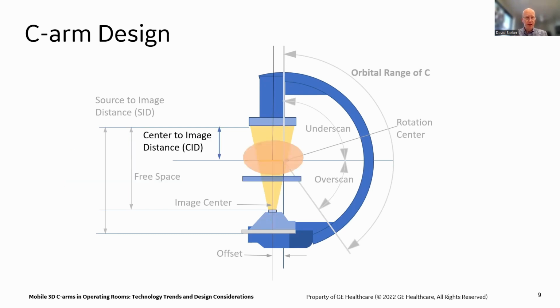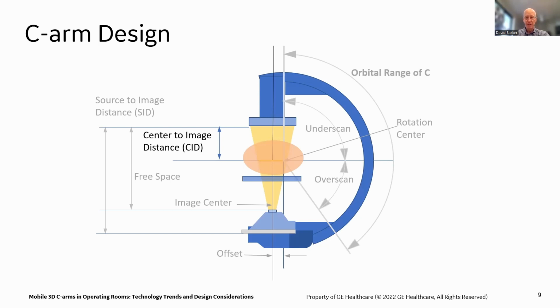This is a term that I've used. It's kind of one I've come up with on my own. You won't find this probably published in anybody's work. You won't find it in anybody's technical data sheet. But this center to image distance, in other words, where's this imaginary center plane distance to the detector surface, turns out to be a real critical parameter in determining the workflow and the usability of the C for 2D and 3D applications.